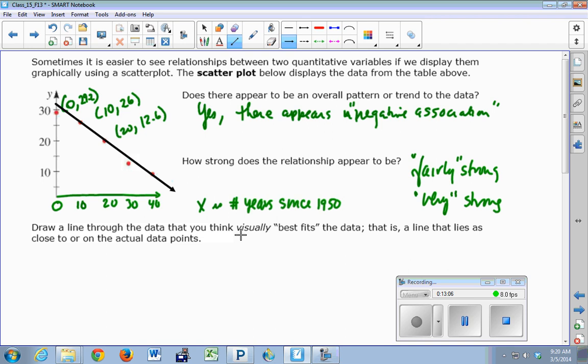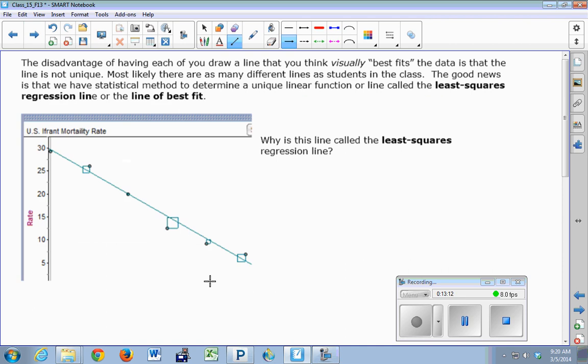Is everybody drawing a line? No? All right, now you're done. Okay. So the disadvantage of having you all draw your own line is that it's not unique. And I would have as many different lines from models out there. The equation for your line would be a model, but right now I probably have 20 people in here. I'd have 20 different models to work from.